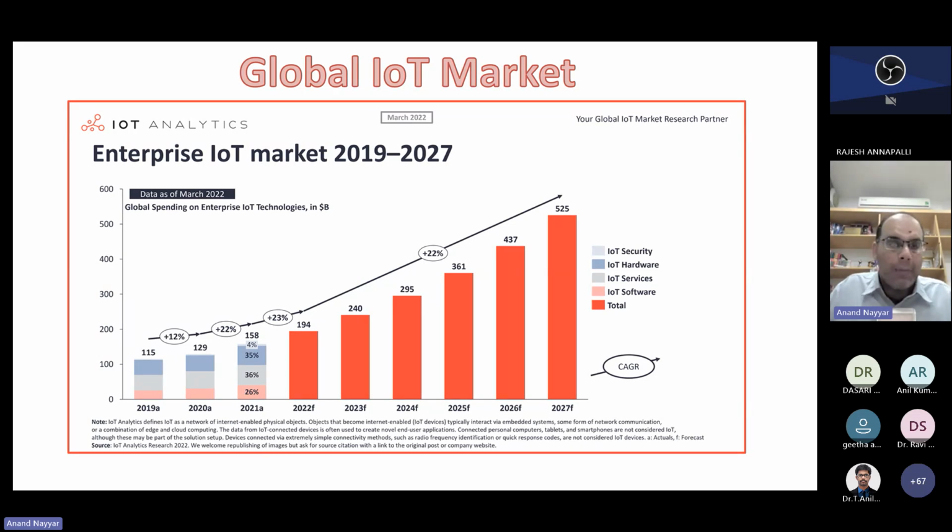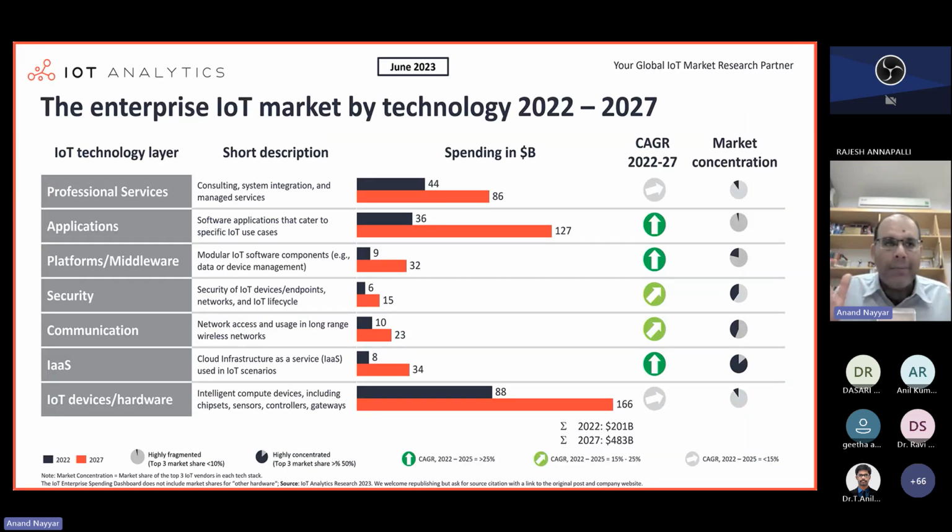Because why? If you talk of the autonomous revolution, your AI revolution, industrial automation, or integration of quantum technology, all will be based on a foundation stone of the IoT market. So if you talk of IoT technology by 2022, you can see that across the IoT technology layer, when we talk of applications, platforms, security, communication, and IoT devices, everything is gaining in the market.